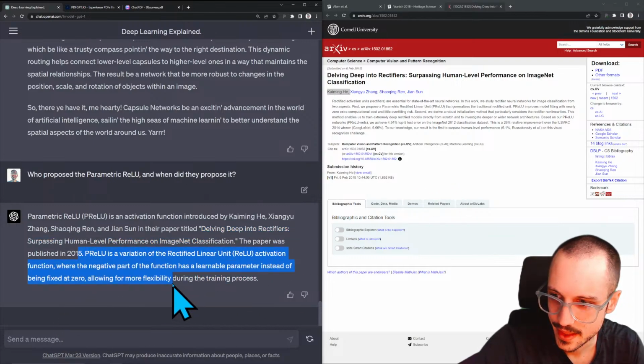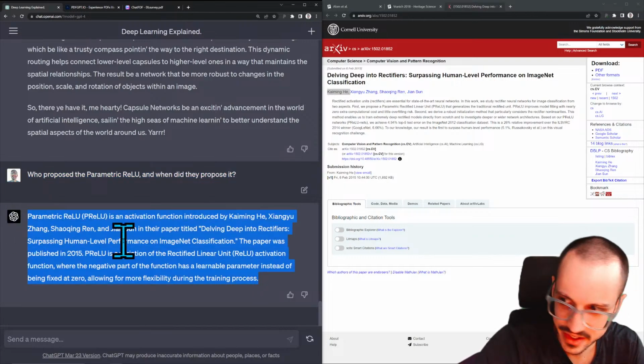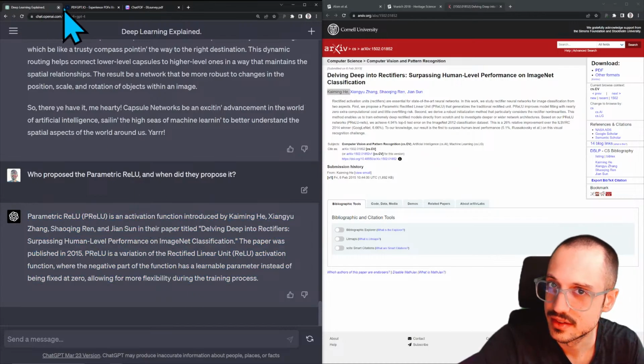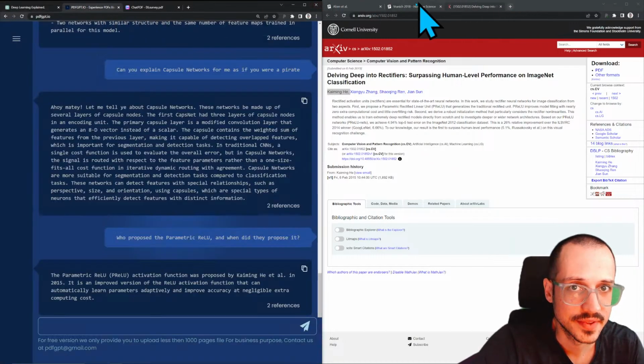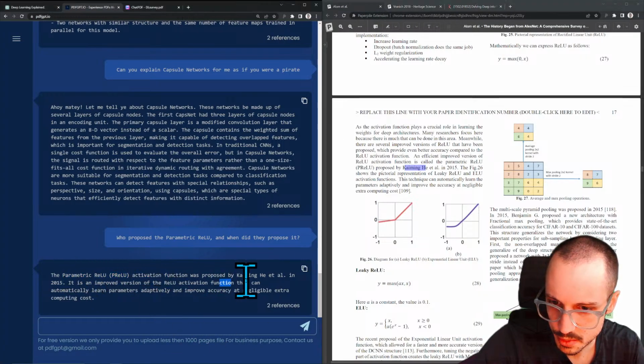Damn. PReLU is a variation of the rectified linear unit, where the negative part of the function has a learnable parameter instead of being fixed at 0. So GPT-4, very, very good there. Very correct. Got all the names right. Got the date right. Very impressive. Let's see. PDF-GPT. The parametric ReLU was proposed by Kaiming He et al. in 2015.